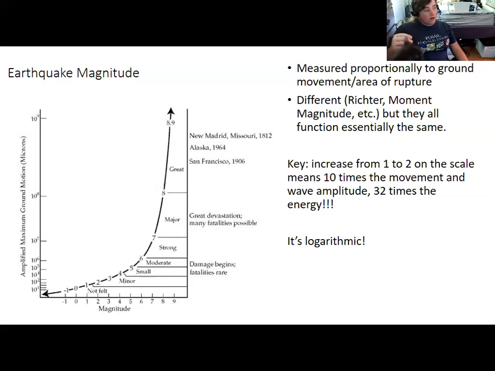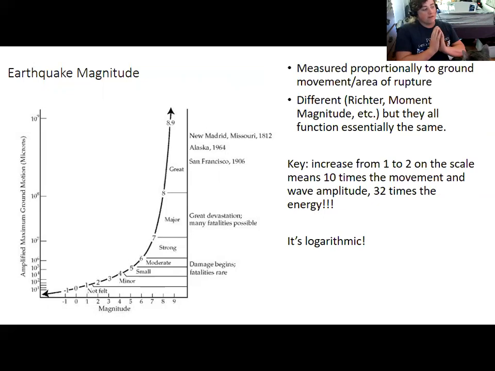An increase from 1 to 2 on the scale doesn't mean that you have twice as much of the movement. It means you have 10 times as much the movement. You're going from 10 to the first power to 10 to the second power. And the energy actually increases even more quickly. The energy increases by a scale of 32. So this is why the earthquake scale numbers aren't that big. Like you have a 7 earthquake being considered big, but that has 10 to the 7th times as much.